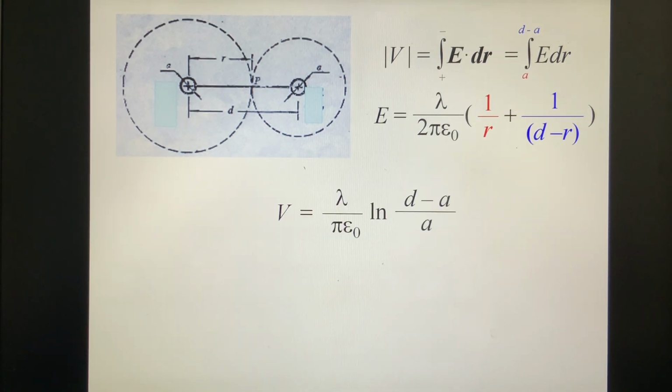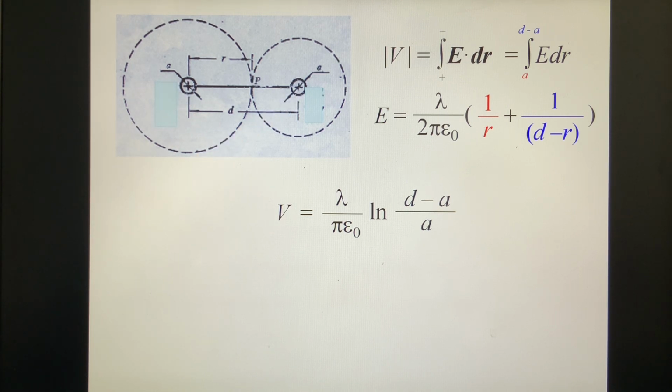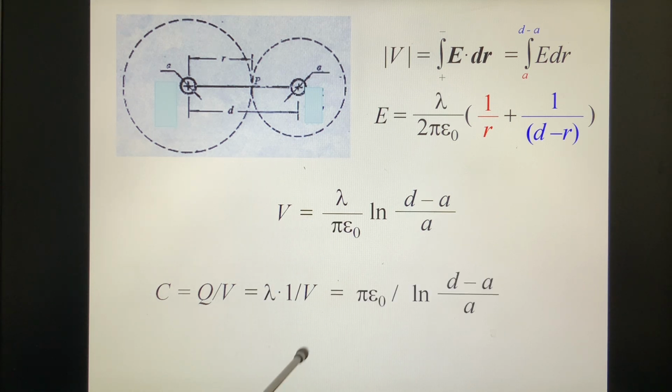Then we find the V. This is a tedious but simple calculation. So we find the V between these two. Once we find the V, we know Q, and Q over V is C. This Q is lambda times 1, as this is per unit length. We put this in, cancel the lambda, and we get this one. This is the C. This is the answer.